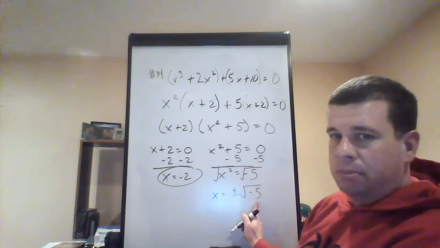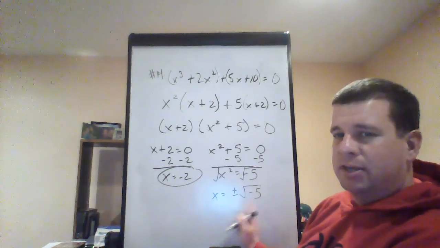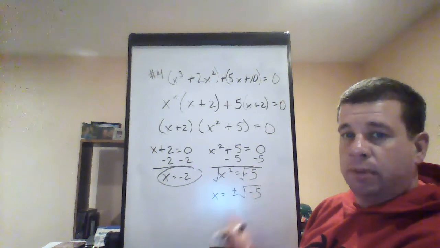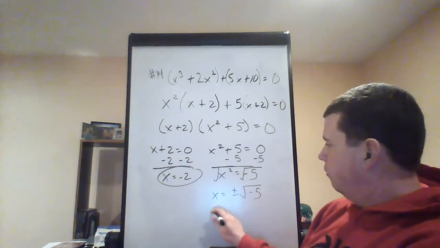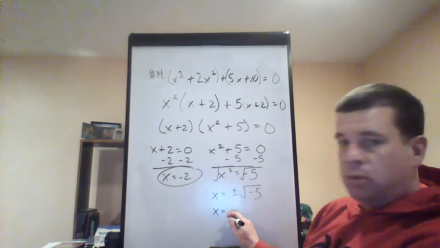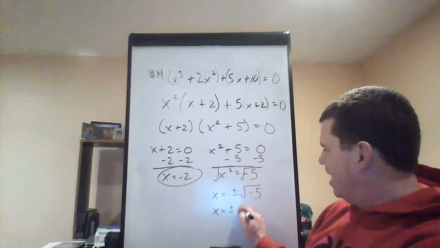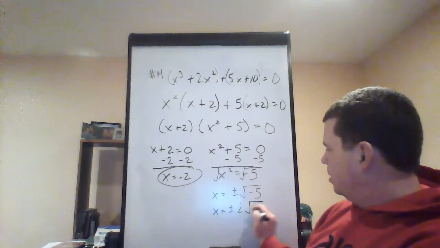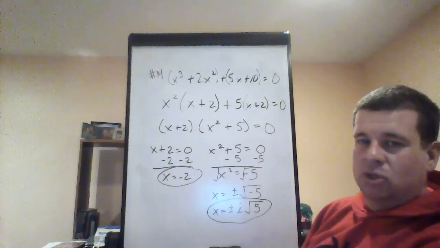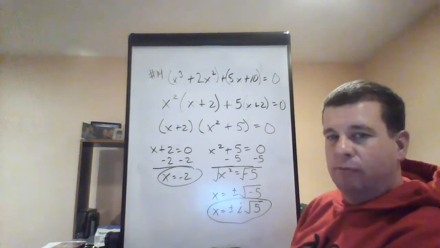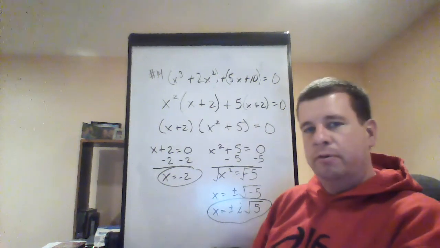Really can't do much simplifying with this. 5 doesn't have any factors that are perfect squares, but anytime we take the square root of a negative, it has that factor of -1. And the square root of -1 we've seen is i. So we can simplify that a little bit by putting plus or minus i times the square root of 5. Or you might have 1i times the square root of 5.